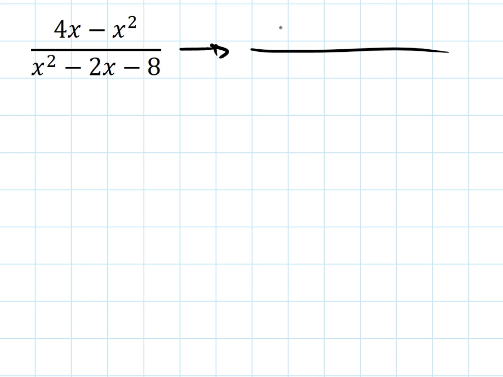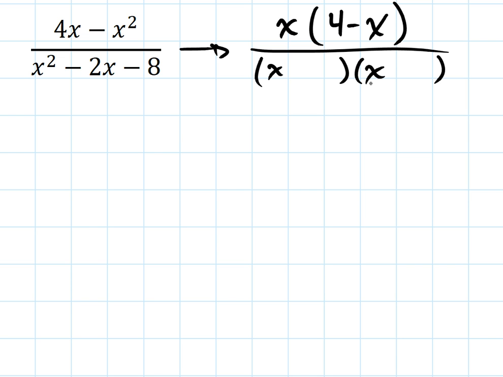In my numerator, I have a common factor of x. When I factor that out, it becomes x times the quantity 4 minus x. And if I bring that back in, x times 4 is 4x. So that works. And then the denominator is, again, straightforward enough that it's not going to be difficult to factor.